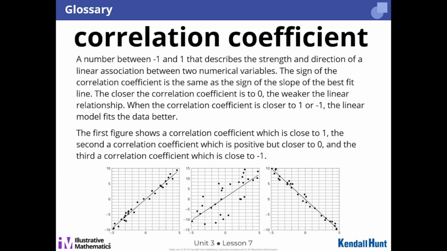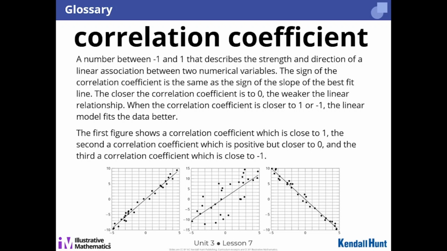So it says the first figure shows a correlation coefficient that is close to 1. These scatter plot points are very close to the line of best fit. It's almost making a 45-degree angle from left to right going up. Therefore, it's close to 1.